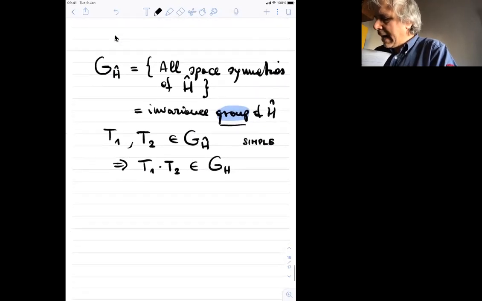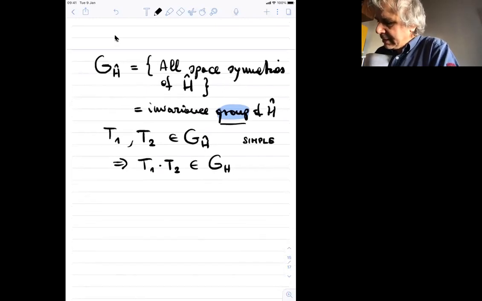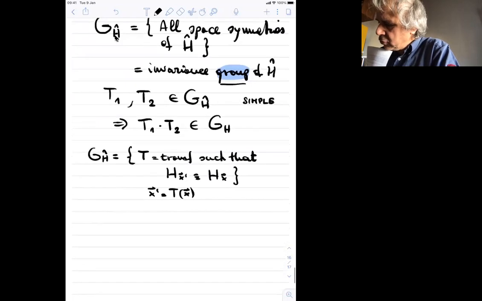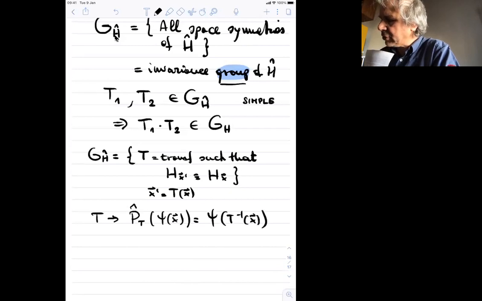Very good. So now comes the very, very important theorem. Take G of H, the set of all transformations T such that H in x prime is equal to H in x. So the Hamiltonian is invariant in the old and in the new variables. Remember, x prime is equal to the transformation of x. Okay, very good. To each T, I can associate a P_T. Remember, P_T of psi of x is equal to psi of T to the minus 1 of x. You remember the transformation now on the functions.